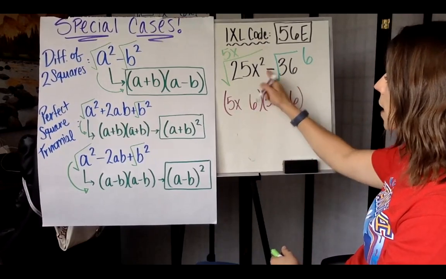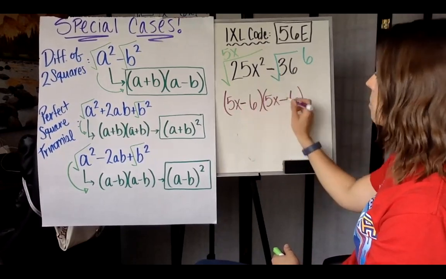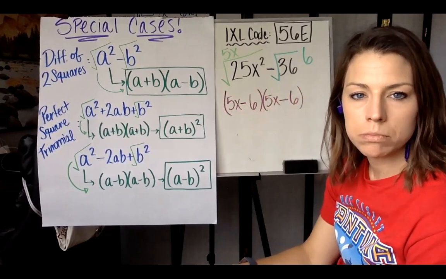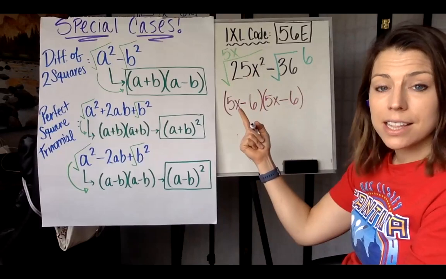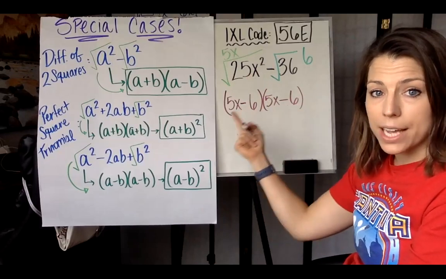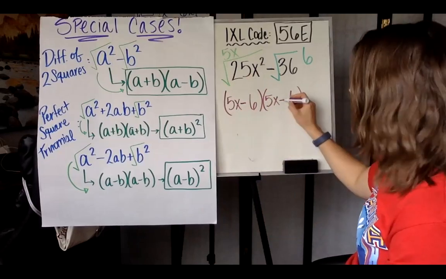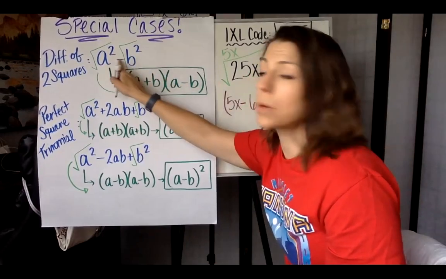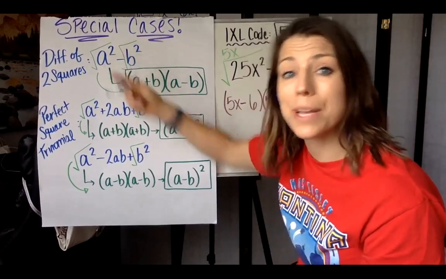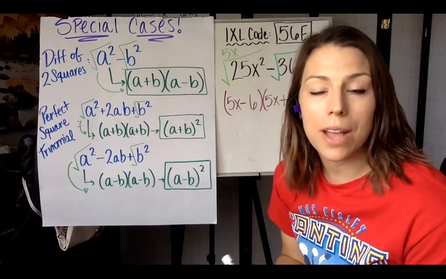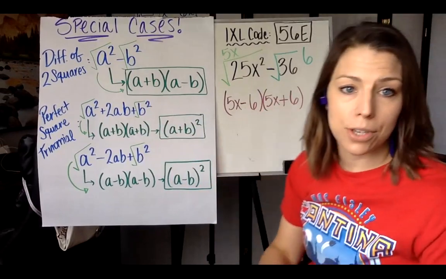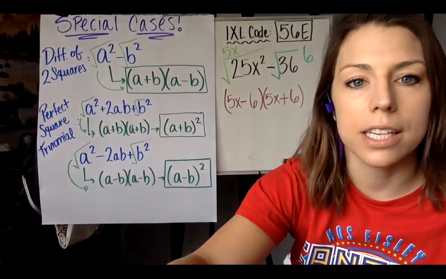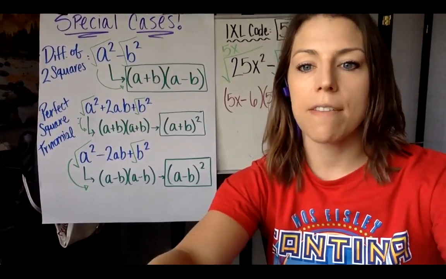And then this is minus, so we make this minus and minus, right? Wrong, right? There is no middle term. So that means if this is minus, this has to be plus. Or if this is plus, this has to be minus. In the difference of two squares, the middle term is not there because it's 0. And the only way you can get 0 is by adding a positive and a negative opposite term. So our answer here is 5x minus 6 times 5x plus 6.